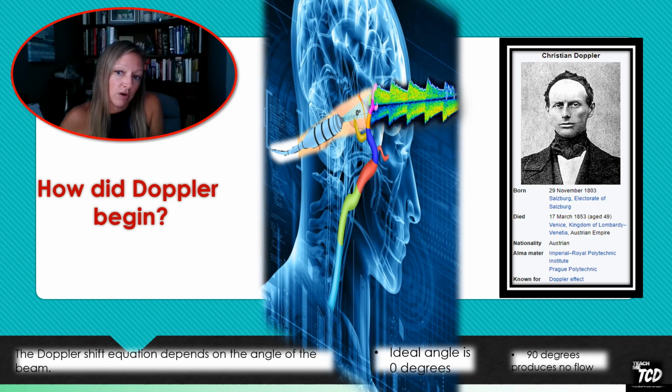Velocity measurements are also dependent upon the Doppler angle. With transcranial Doppler, we use an insonation angle of 0 degrees. That is the ideal angle for TCD.